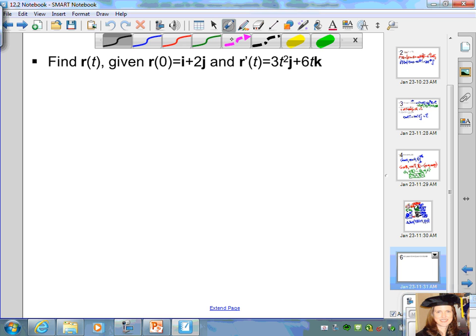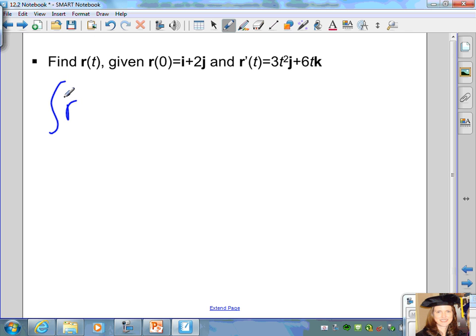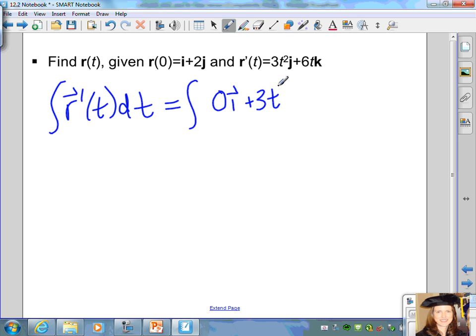Let's set this up with an integration problem. We want to integrate r prime of t dt. The integral of r prime of t dt is going to give us r of t. So the integral of what we have here is our r prime of t. Notice we're missing an i component here, so I'm going to go ahead and put 0i plus 3t squared j plus 6tk.